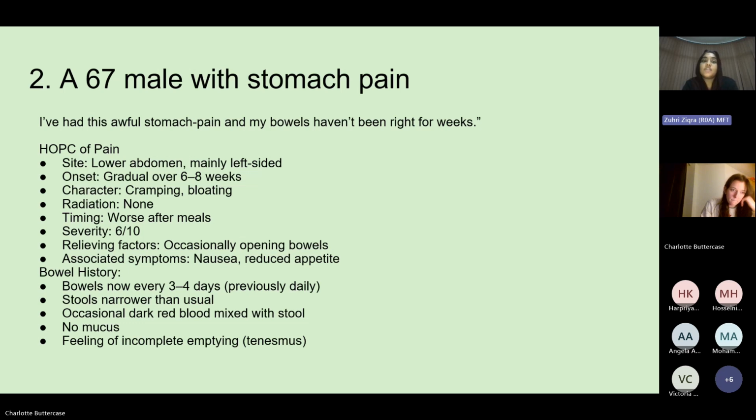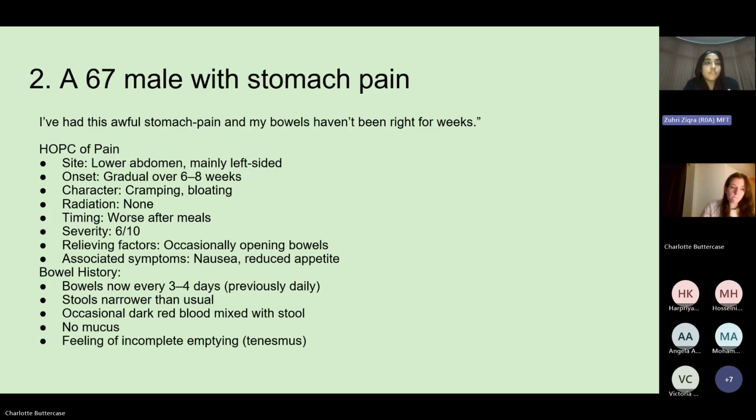If you had asked about associated symptoms, they feel quite sick, nauseous, a bit of a reduced appetite. Bowels are now opening every 3 to 4 days, if you would ask specifically. Previously, it was daily, so there's a bit of constipation history there. Their stools are narrower, if you went into a bit more detail, and occasionally they would have noticed some dark red blood mixed in with the stool. No mucus, no feeling of tenesmus.